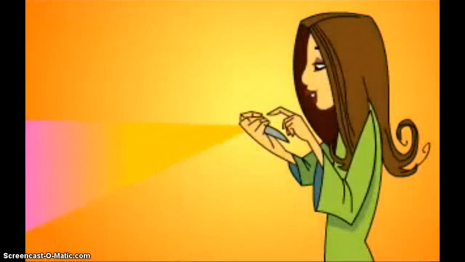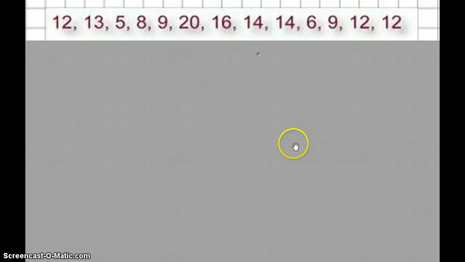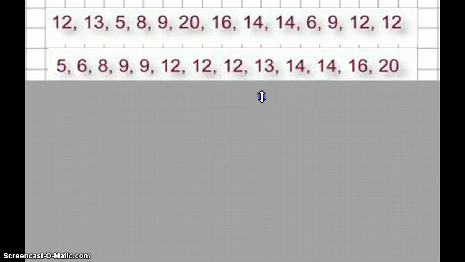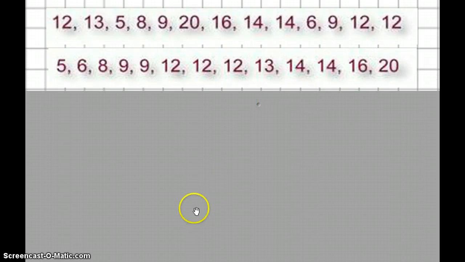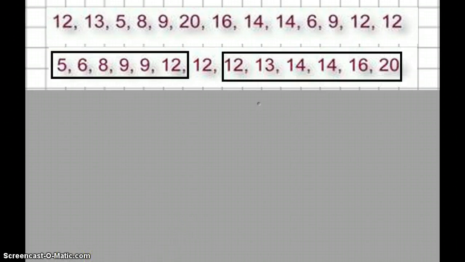Mean, median, and mode. So now we can go ahead and get started. If this is our given data set, the first thing that we need to do is find the median, so we'll have to order the numbers from least to greatest. After doing that, we figure out which number is in the middle. 12 is our middle number and therefore our median.